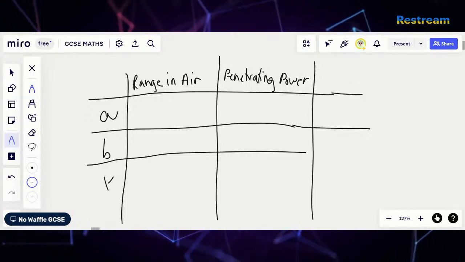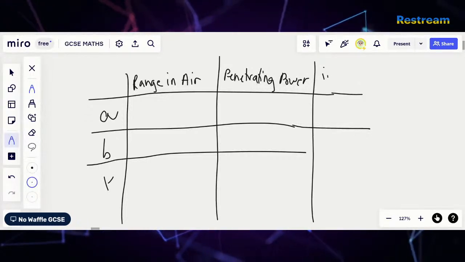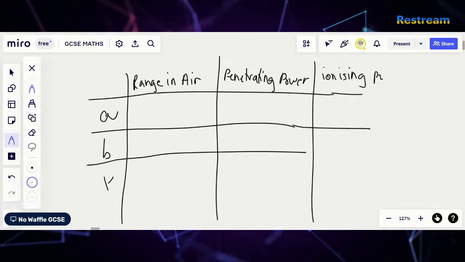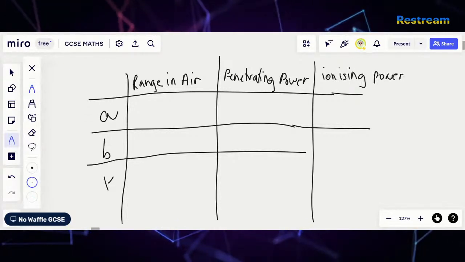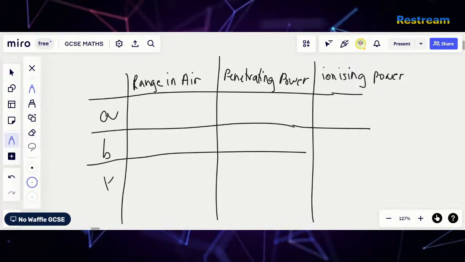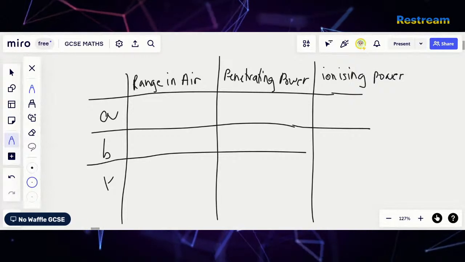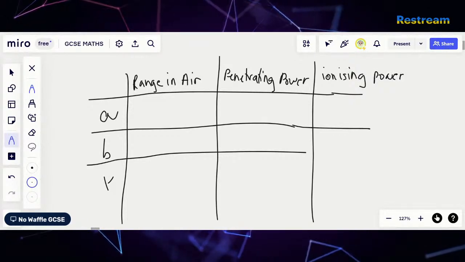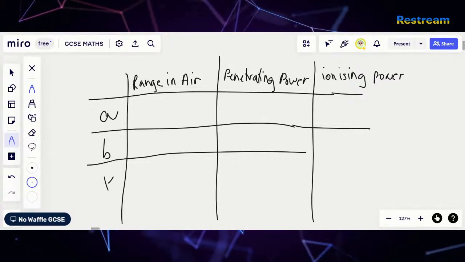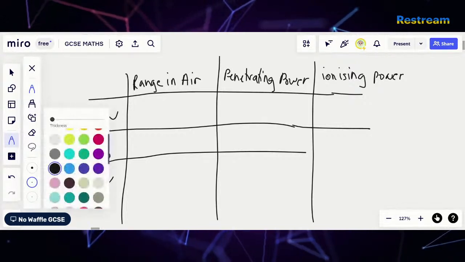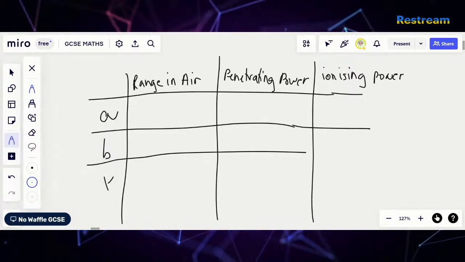And finally, ionizing power. Ionizing is when electrons are knocked off, and it's very bad. If we have ionizing radiation for humans, knocking off electrons can have really bad effects because it can trigger your tumor cells to start fusing and form cancers. So that's why ionizing radiation is not very good for you at all. So let's look at the properties.